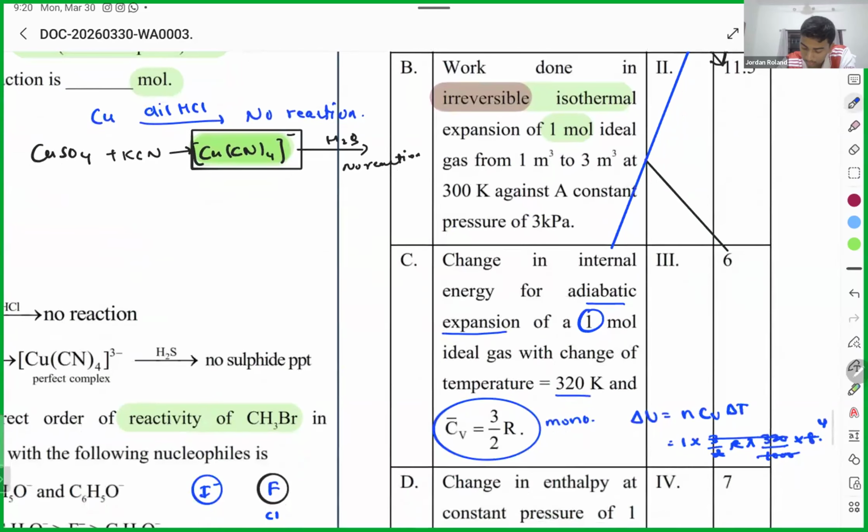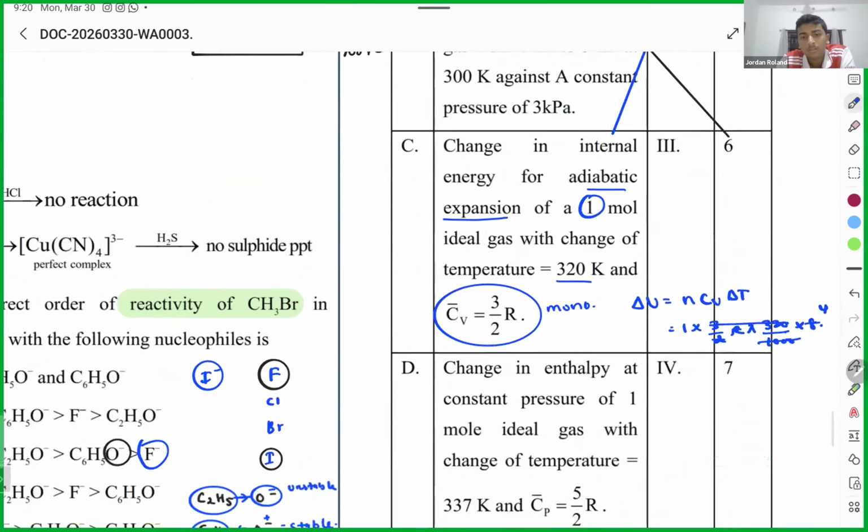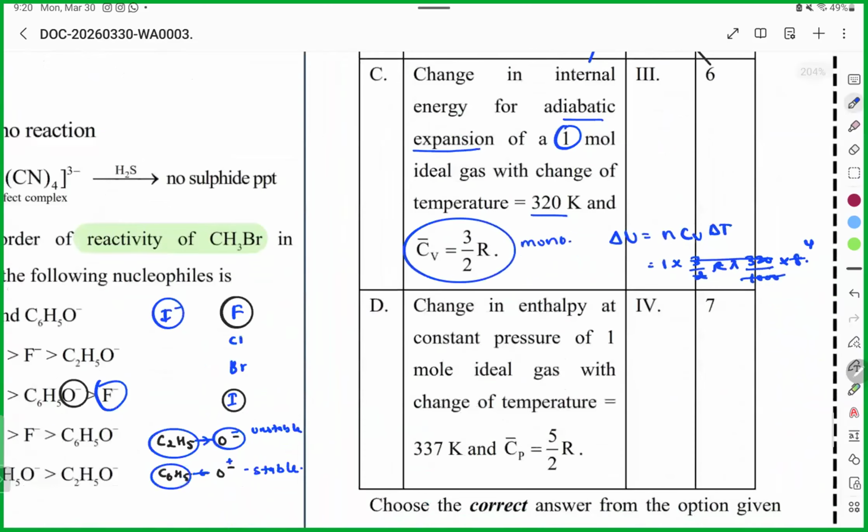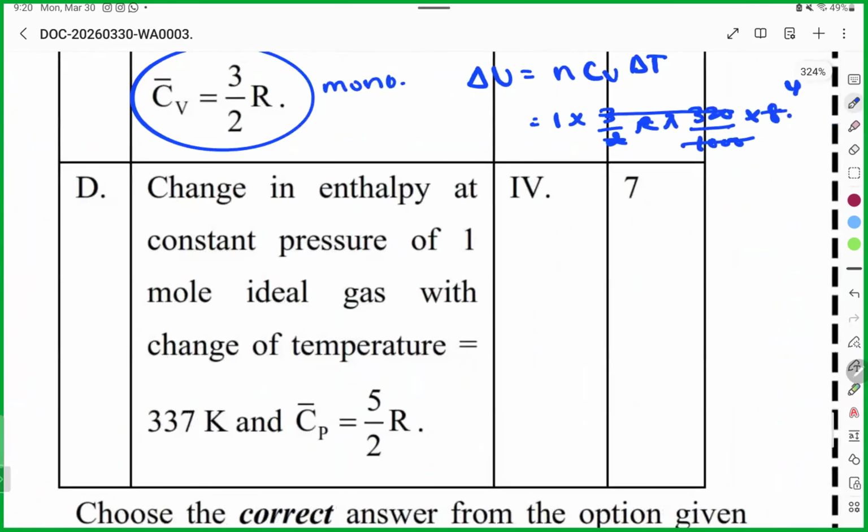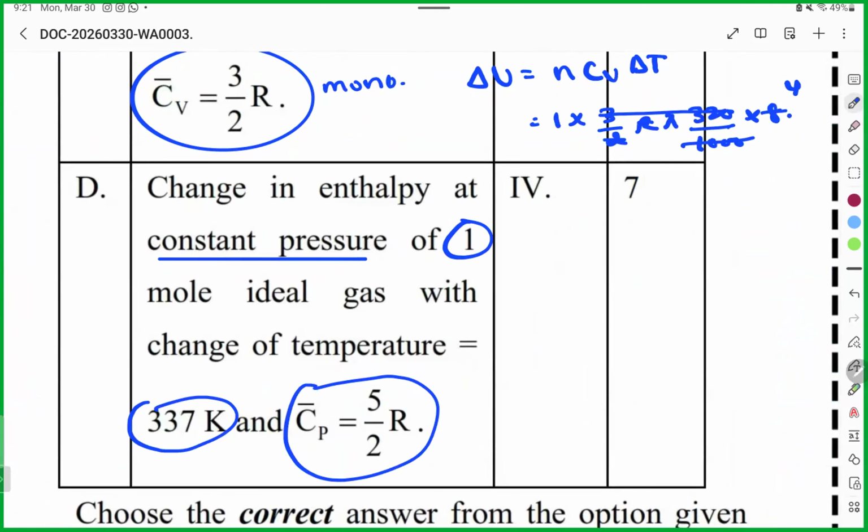Close to 4, so yes. Any doubt? No, so the last one will be 7 then. Yeah, but you have to calculate how. Change in enthalpy at constant pressure for 1 mole, and change in temperature is this, and Cp value is this.